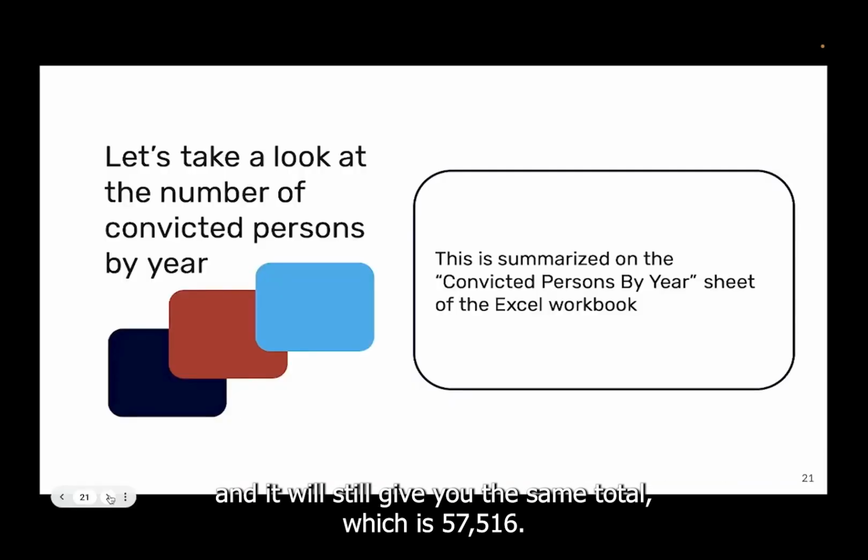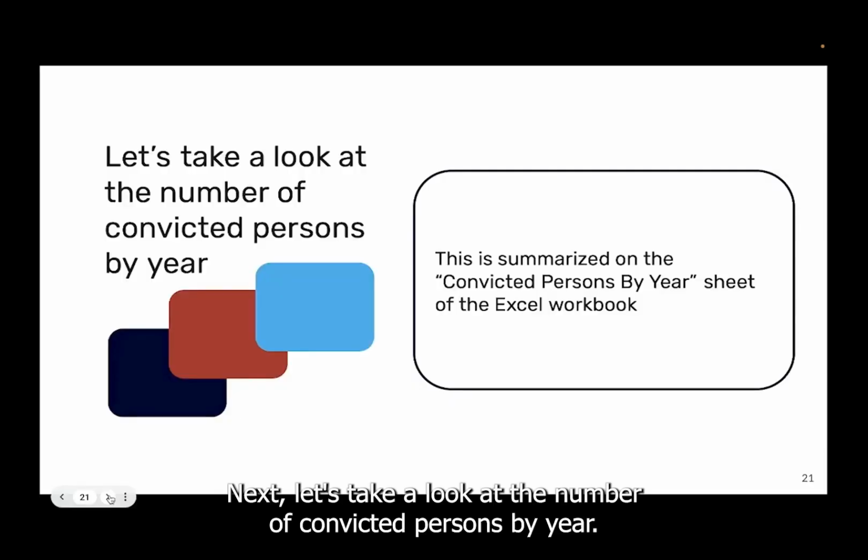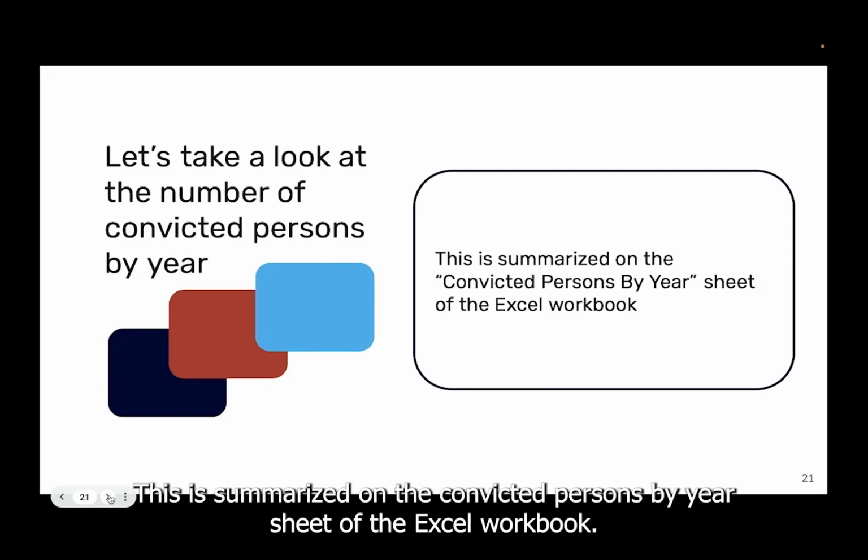Next, let's take a look at the number of convicted persons by year. This is summarized on the convicted persons by year sheet of the Excel workbook.